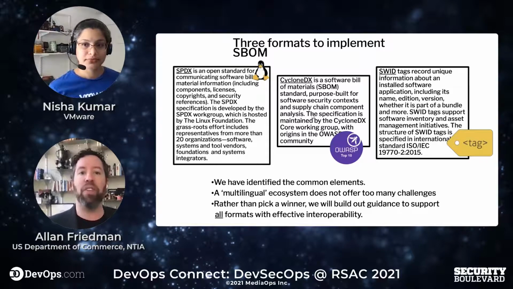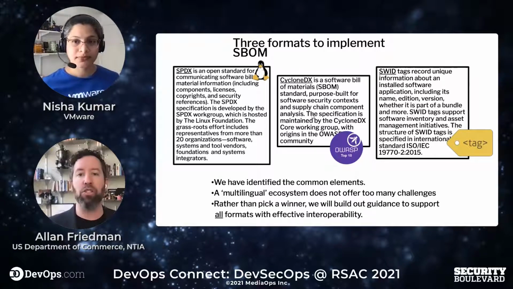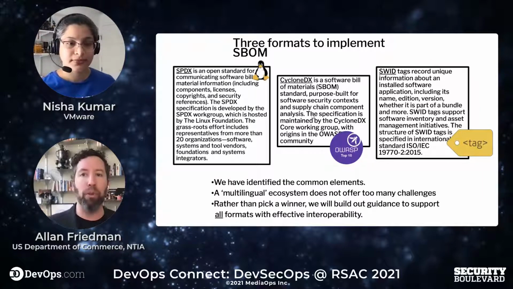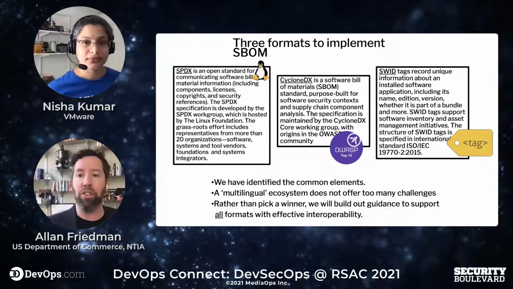SPDX comes out of the Linux Foundation. It's originally developed for licensing, but it has since expanded to cover lots of use cases, especially for security. CycloneDX is relatively new, comes out of the OWASP world, and it's purpose-built for dependency and is collaborating with other OWASP efforts. SWID tags are the oldest of them.